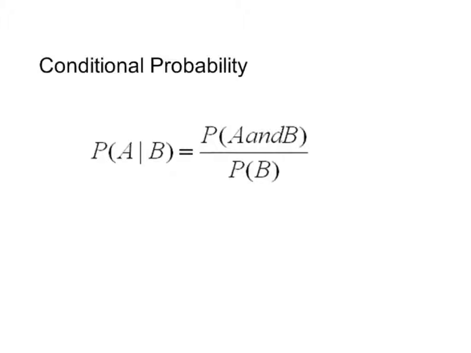Conditional probability is the probability of an event A happening given that event B has happened. We find this by the quotient of the probability of A and B happening divided by the probability of B happening.